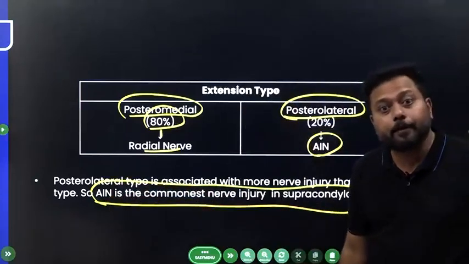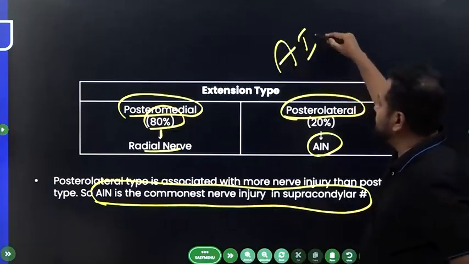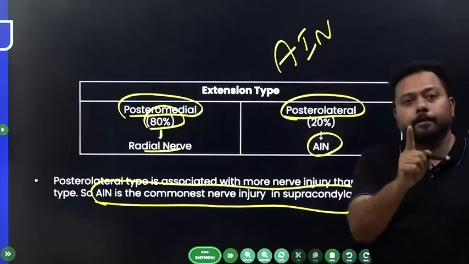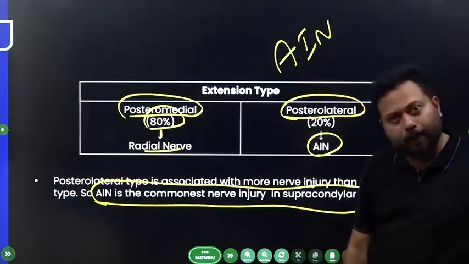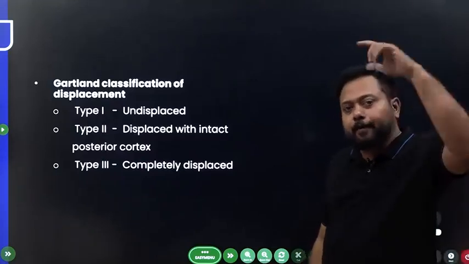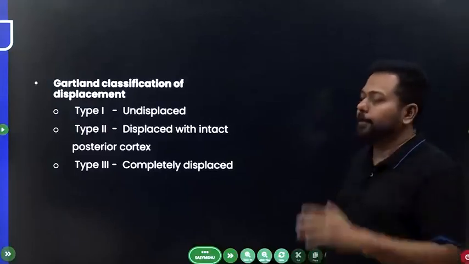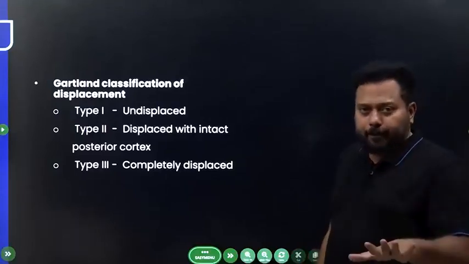Most common nerve that is damaged in supracondylar fracture is anterior interosseous nerve, which is a branch of median nerve. Okay, right. The classification system we had seen for clavicle fracture, Allman classification, like that, it's called Gartland classification. Gartland classification, type 1, type 2, type 3, very simple.